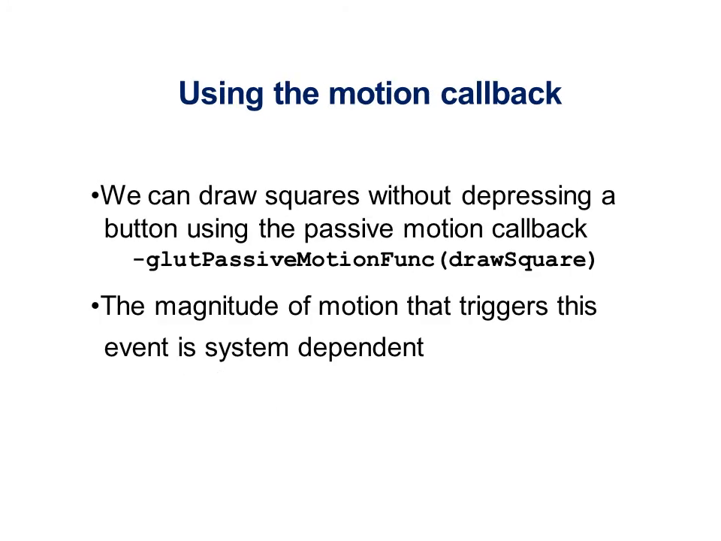Another way we can draw a square by making use of the draw square function is by using another API called glutPassiveMotionFunc. Passive motion means we know that the mouse will be moving but there won't be any key pressed. So in that case also we can go for drawing a square. The magnitude of the motion will depend upon the system you are using. If the system is very sensitive, then the magnitude will be high, or else it will be low. It depends upon the system you are using.